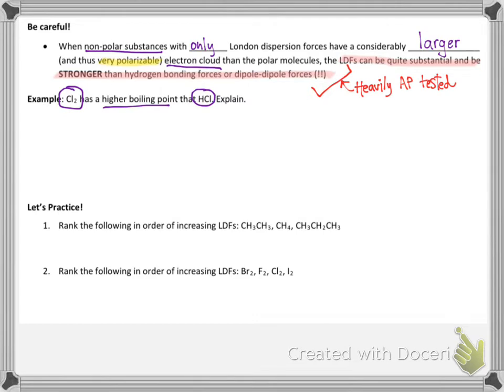But wait. If you're trying to determine what IMFs are exhibited by each substance, you have to look at if they're polar or nonpolar. That really is one of the huge determining factors. Well, diatomic chlorine cannot be polar. It has a perfectly evenly distributed electron cloud. But it only has London dispersion forces, right? If you're nonpolar. But HCl, oh my gosh, that's polar.